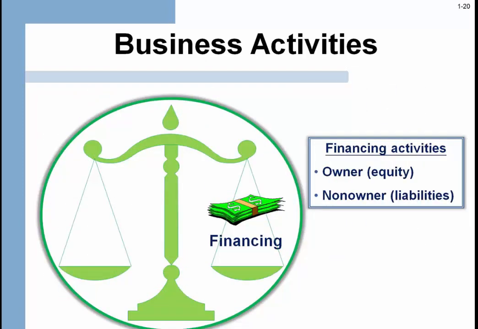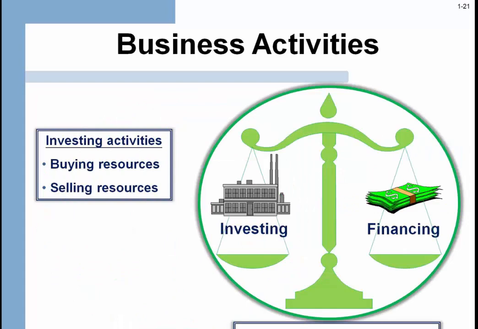So business activities, you have two different types of financing. You have either owner, and what it has in here in parentheses, equity, which is really stock, and it can be common stock or preferred stock, and non-owner is going to be liabilities. And typically you would look at that as a bond issuance or something like that. Those are financing activities. Investing activities, buying resources and selling resources.